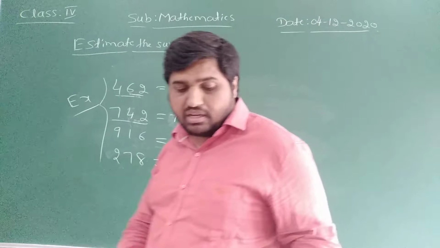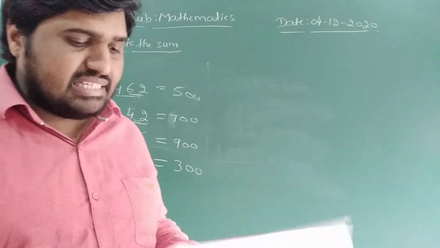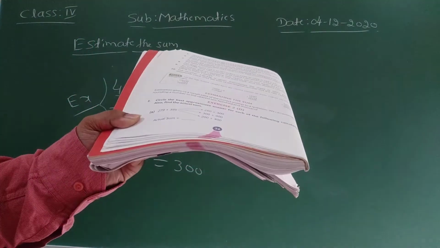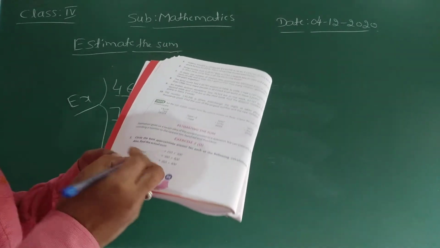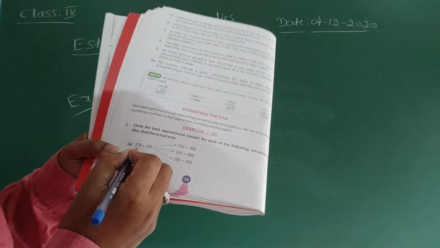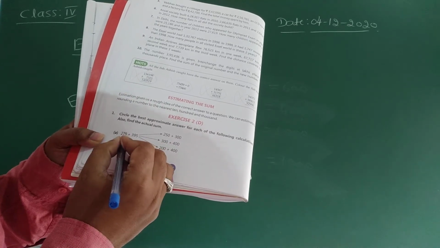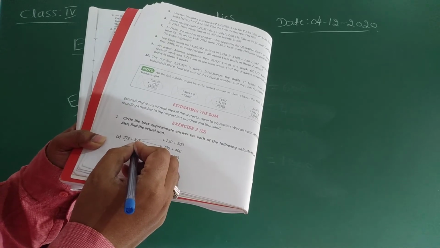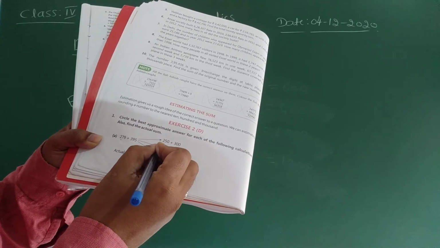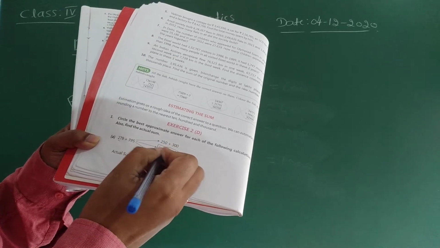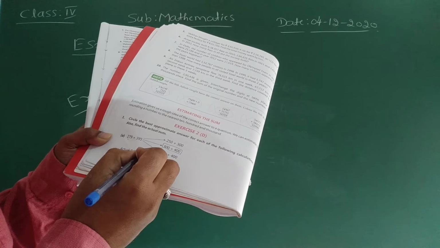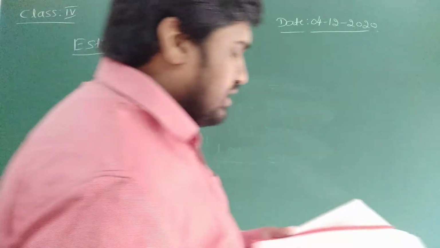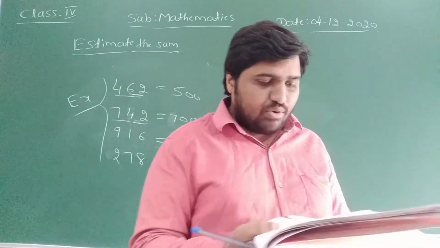That's it, children. Okay, now this is about exercise 2D. Here 279 is there. How to estimate 279? It is more than 250. Therefore 300. 395 is more than 350. Therefore, it is 400. This box is the correct answer. 400 plus 300 is what? 700. Therefore, you have to write here 700. Okay? Is it clear, children?